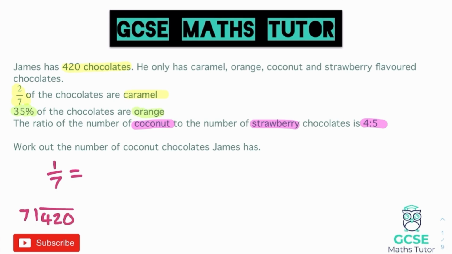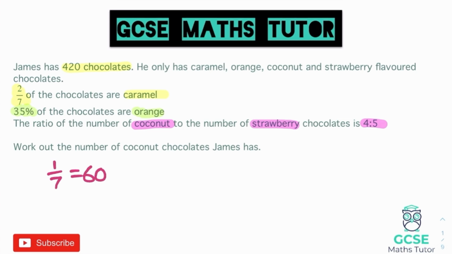So 7 goes into 42 6 times, and then 7 doesn't go into 0 obviously, so we have 60 there. So 1/7 would be 60 chocolates. And obviously always leave your working out to the side. I'm going to get rid of that because we need the space, but obviously always leave your working out.